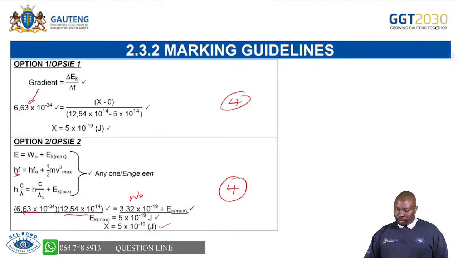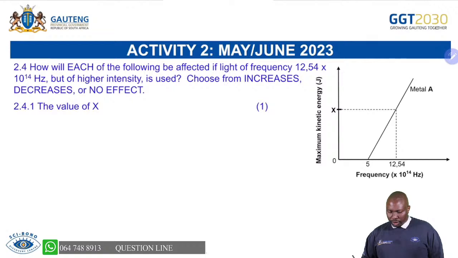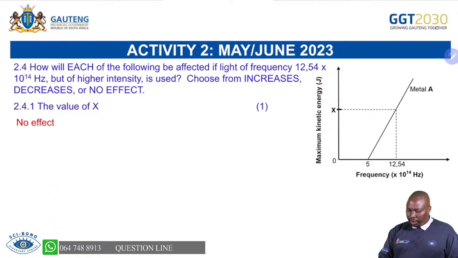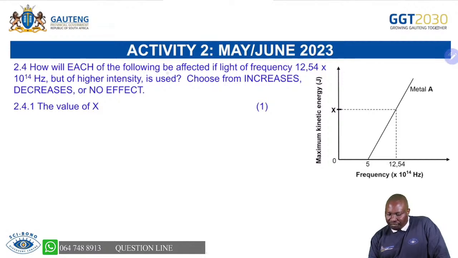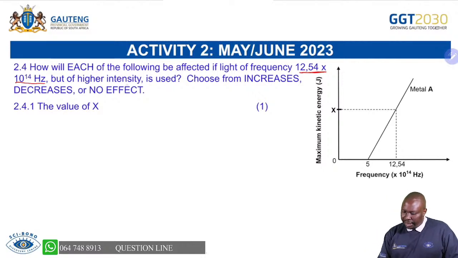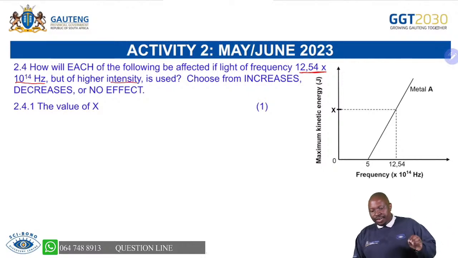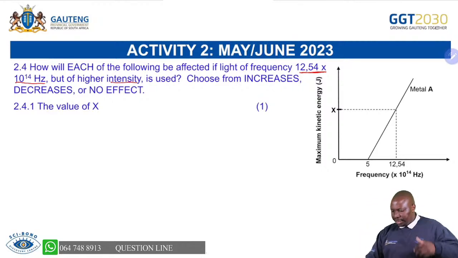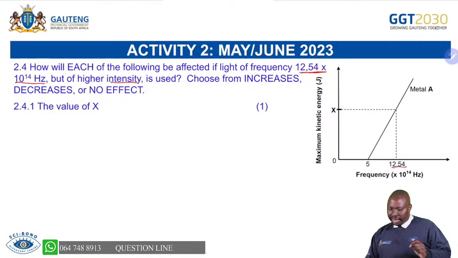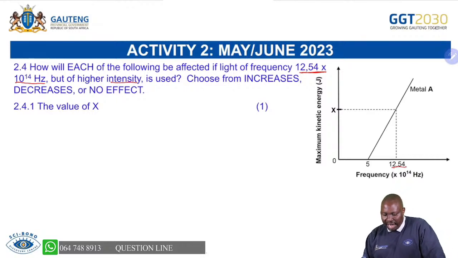Now, as we move on, we have got the value. The question here, just bear with me. The question here was, how will each of the following be affected if light of frequency 12,54 times 10 to the power of 14 hertz, but of higher intensity? So they're saying if we increase intensity when the frequency is 12,54, how will that have an effect on X? X is EK max.